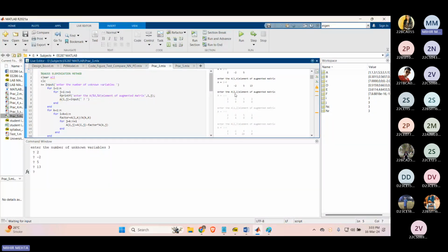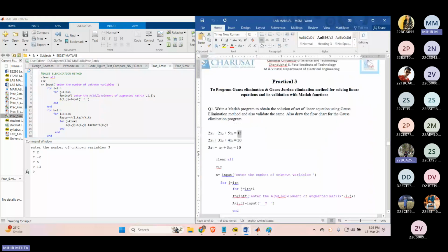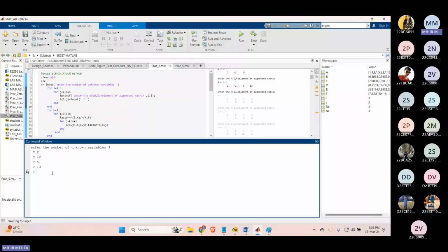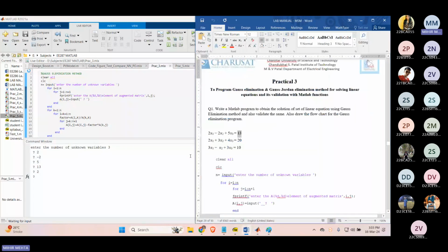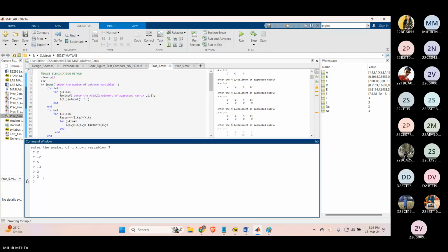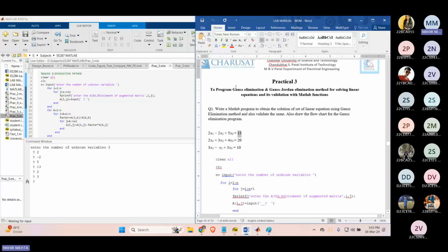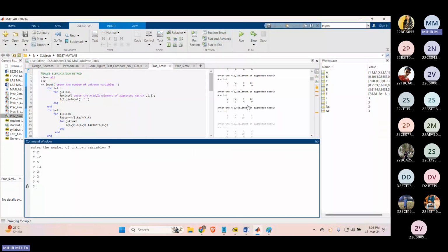So for 2, 1, that is second row, first column, again the value is 2. So the value here is 2. Second row, second column, the value is 3. So here the value is 3. So you can see this. If you can see my cursor, you can see the value is being added here. Then for 2 comma 3, the value is 4. So let us add the value here as 4. So you can see for 2 comma 3, the value 4 is added.